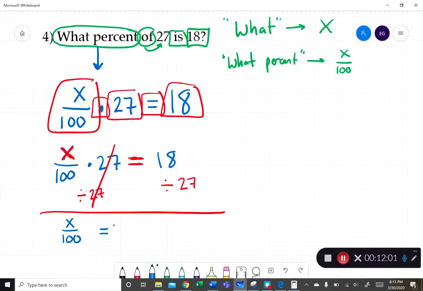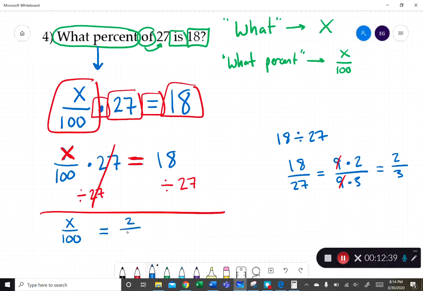Remember, fraction means division, division means fraction. So 18 divided by 27, that's like saying 18 over 27. Now, 18 over 27, we could reduce that fraction because 18 is 9 times 2 and 27 is 9 times 3. And so 9 over 9 equals 1, so those 9's cancel. And we're left with 2 over 3.